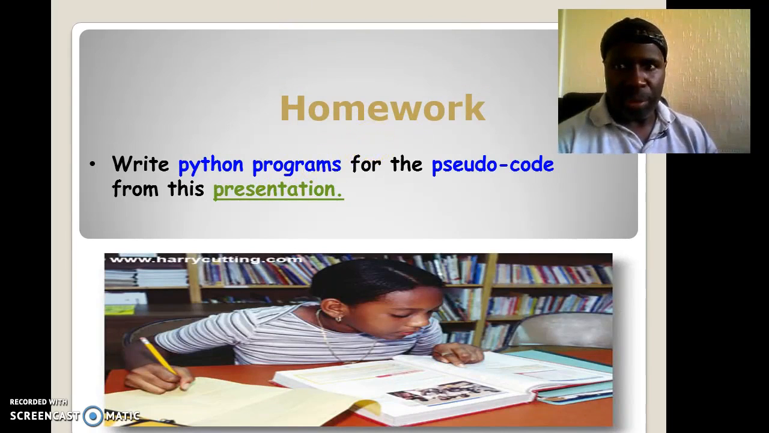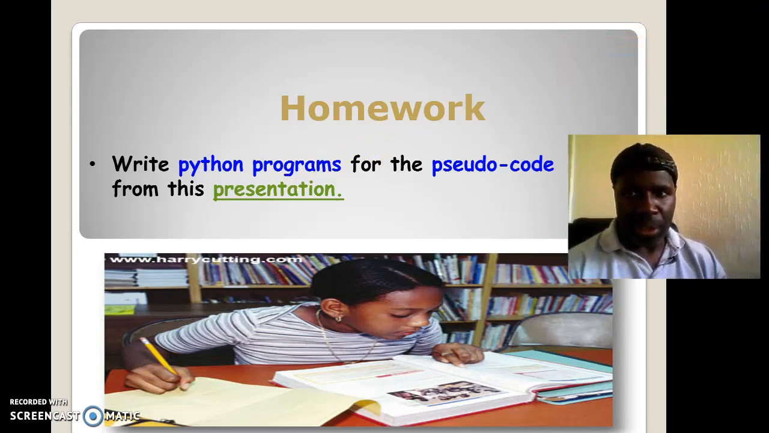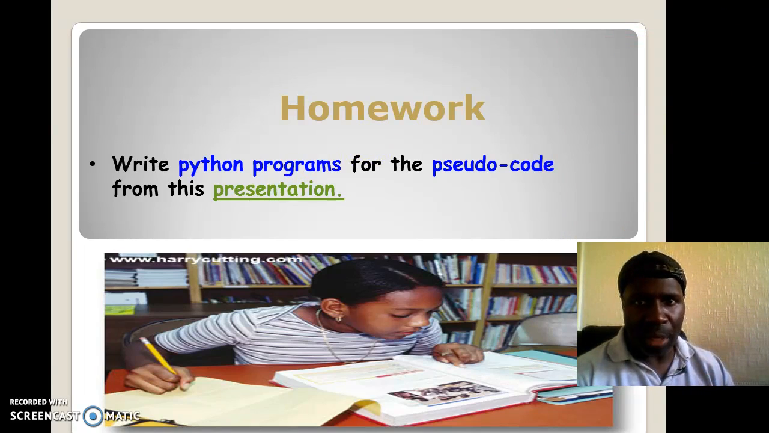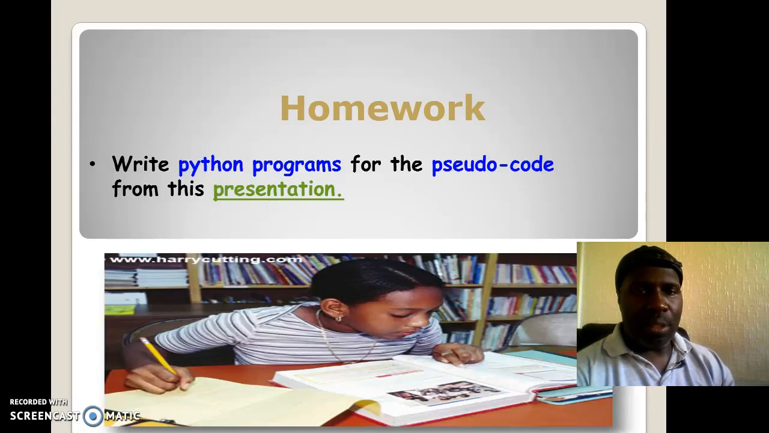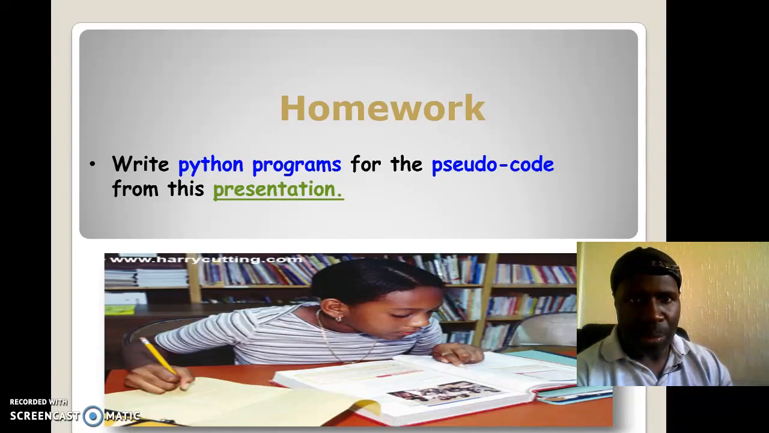Right, so once you've completed the Introduction to Python, which, as I said, I'll run through with you in the next screencast, you can write Python programs for the pseudocode from this presentation. So the area of the triangle, the perimeter of the square, etc. If you just have a go at creating Python programs, that should enable you to gain a reasonable understanding of the fundamentals of Python.